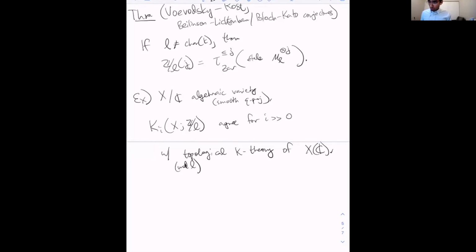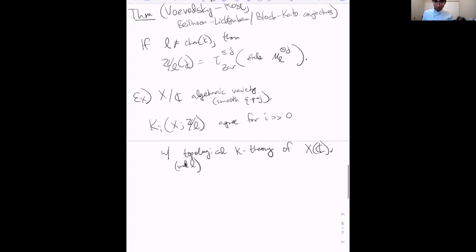Okay. So these results give a great deal of information for the mod L K-theory of, well, especially smooth schemes, characteristic not L. But there are some motivating questions that one can ask here.